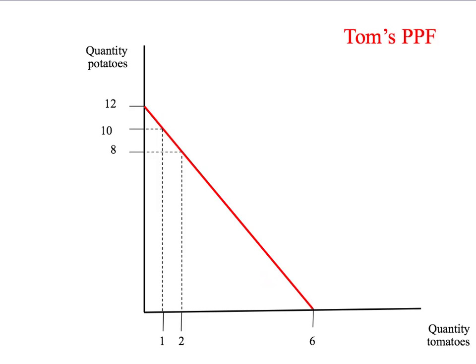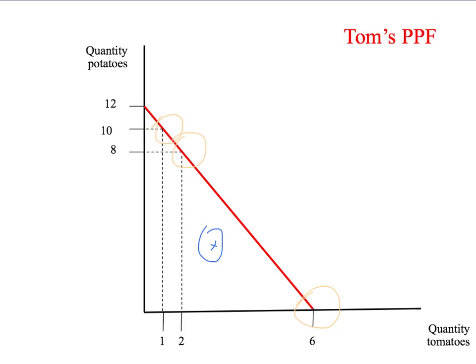Tom could produce 8 kilograms of potatoes and 2 kilograms of tomatoes, or he could produce 10 kilograms of potatoes and 1 kilogram of tomatoes, or he could produce 6 kilograms of tomatoes and no potatoes. So every point on this red production possibilities frontier represents an alternative choice that Tom can make when he works for 48 hours. What about the points inside the production possibilities frontier? Like a point, say down here.